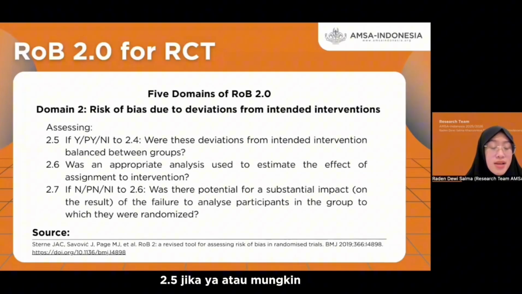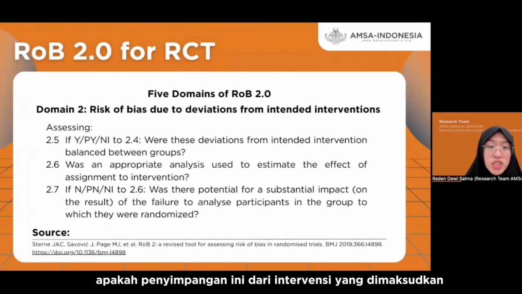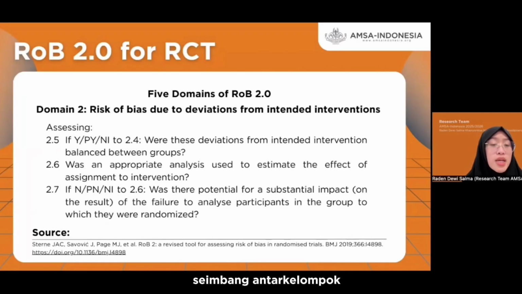2.5, if yes, or probably yes, or no information, to 2.4, were these deviations from intended interventions balanced between groups? 2.6, was an appropriate analysis used to estimate the effect of assignment to interventions? 2.7, if no, or probably no, or no information, to 2.6, was there potential for a substantial impact on the result of the failure to analyze participants in the group to which they were randomized?